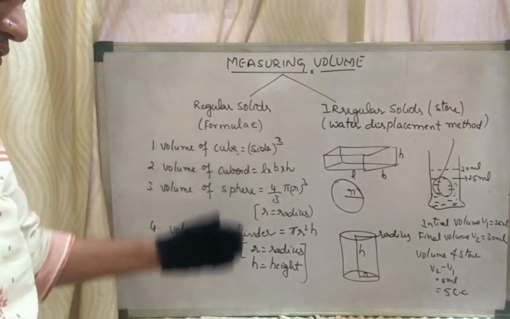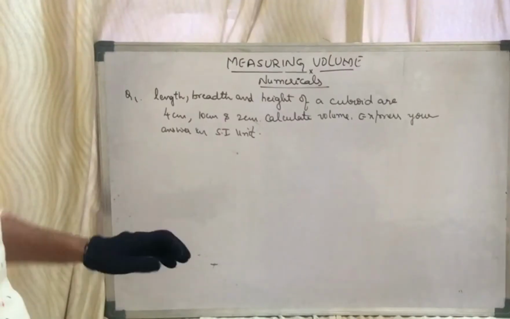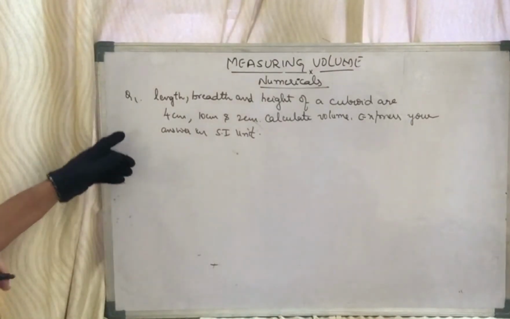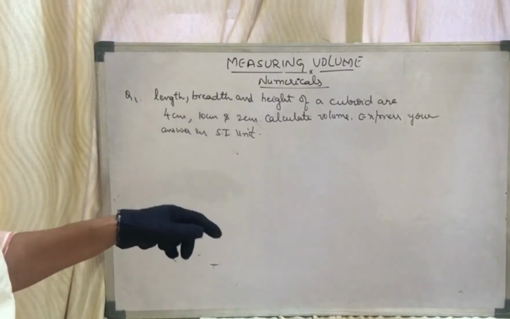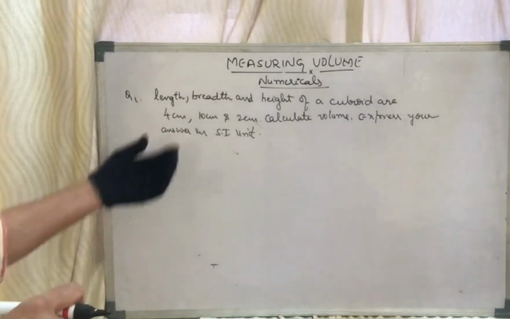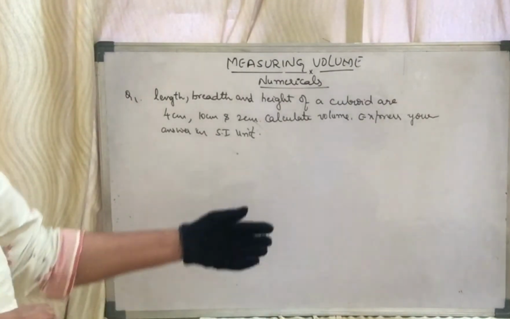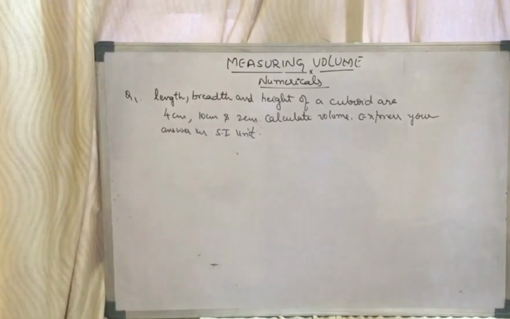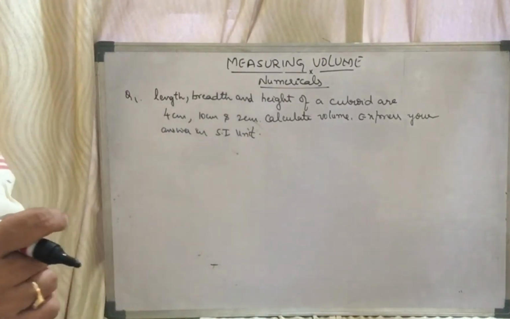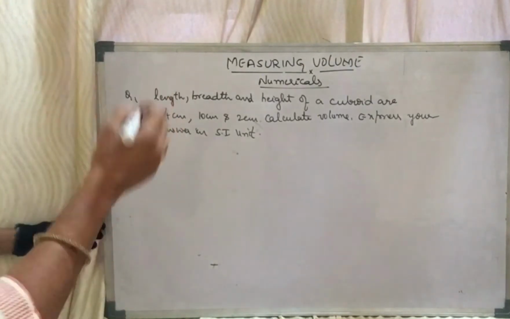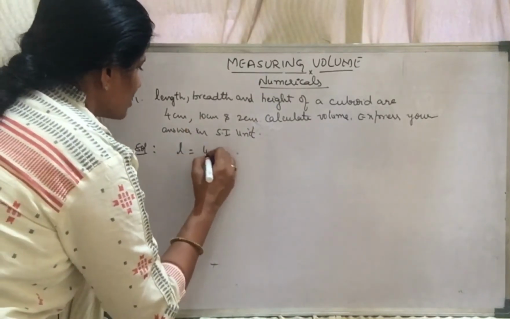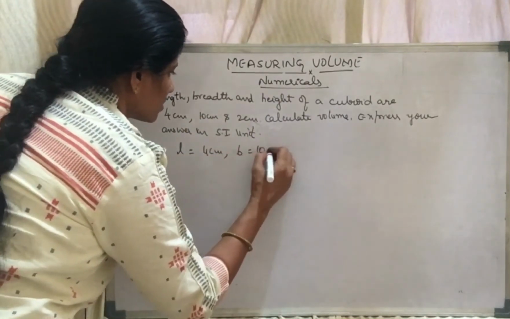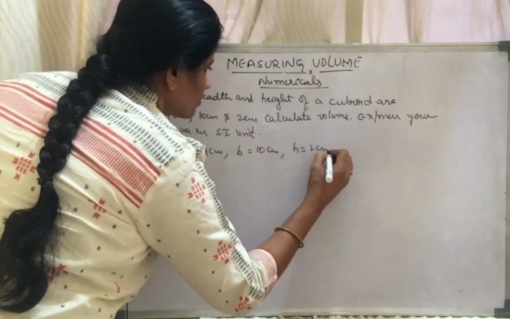Now let us see a few numericals based on this. This is the first numerical. The length, breadth and height of a cuboid are given as 4 cm, 10 cm and 2 cm. Calculate the volume of the cuboid and express your answer in the standard unit. So what is the standard unit of volume? Meter cube. So you have to express your answer in meter cube. Take a pause, try to solve. Given: L is equal to 4 cm, breadth is 10 cm and height is 2 cm.